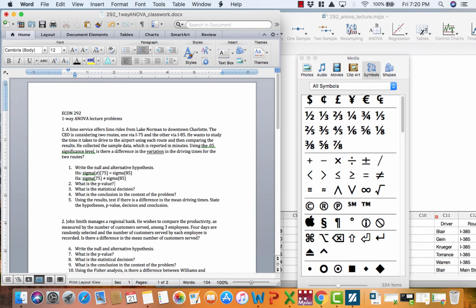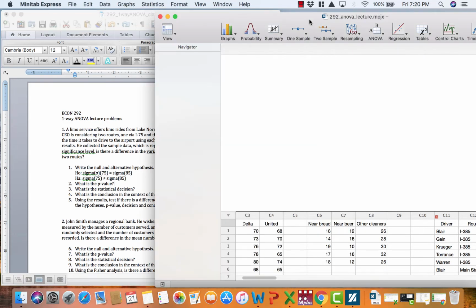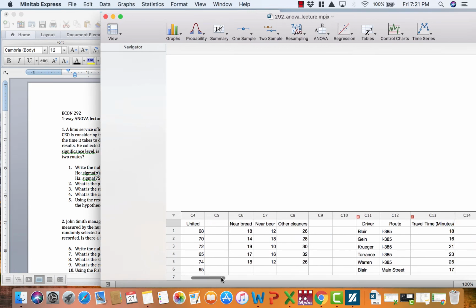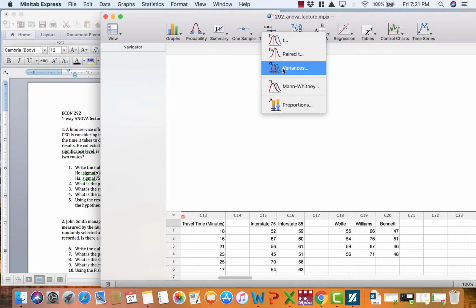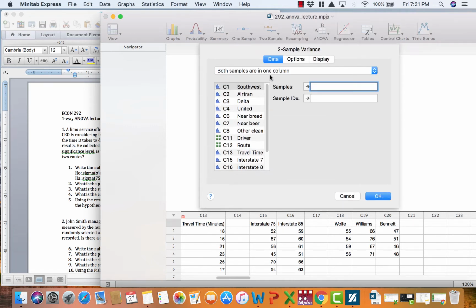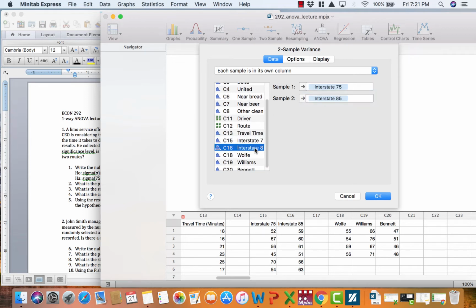All right, so what's the p-value of the test? So we want to run an F-test for variances. We just have 2 samples, I-75 and I-85. So we're going to go over to Minitab, and we can see our data over here in column C15 and C16. We want to go under 2 sample variances. Are both samples in one column? No, if we had a situation like that, we would have all of our numbers in one column, and then in the other column, I-75 or I-85 as a sample ID. That's not what we have. We have each sample in its own column, and this is going to be I-75 and I-85.